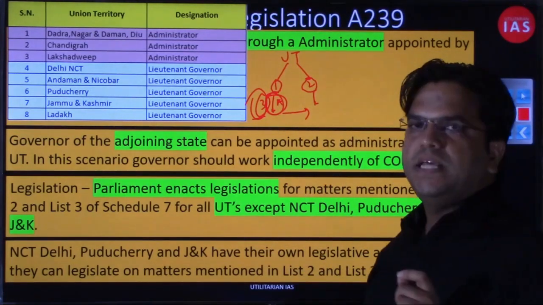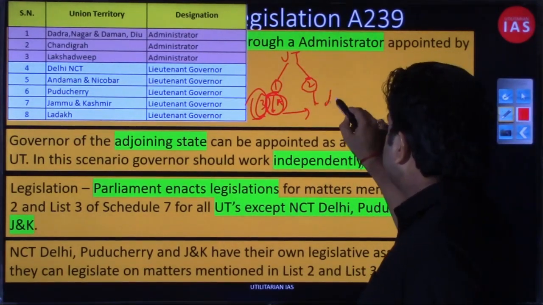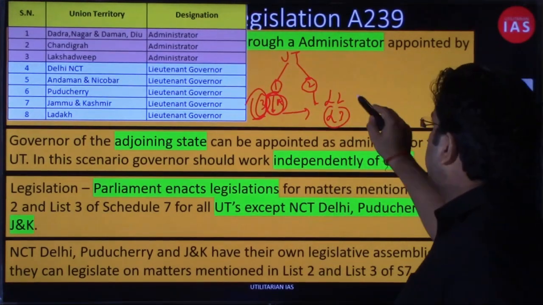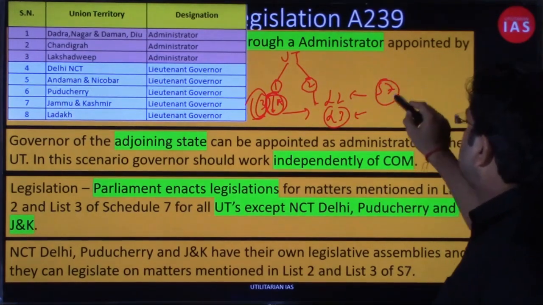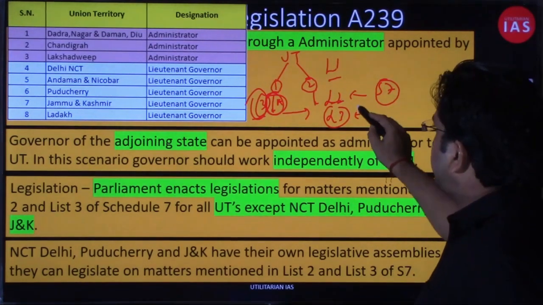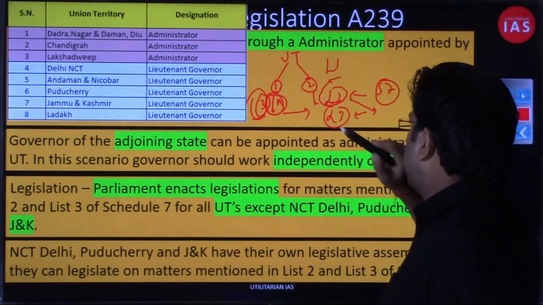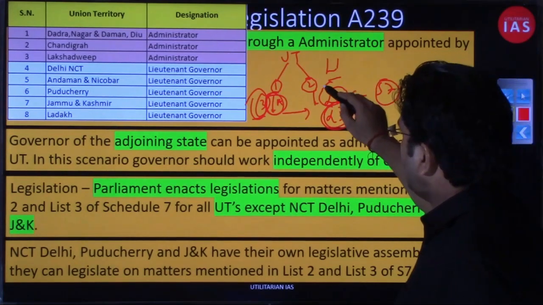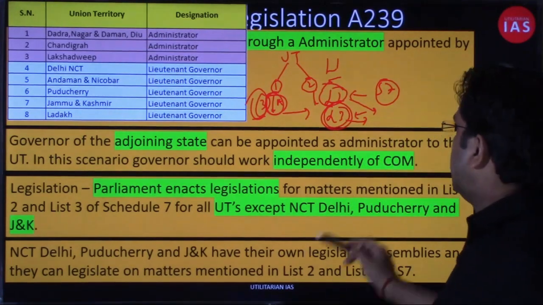When I am saying that they can enact legislations on List 2 and List 3 items, I hope you remember which lists I am talking about. I am talking about Schedule 7. This Schedule 7 has 3 lists: List 1, List 2, List 3. In case of states, L2 deals with the state list and L3 deals with the concurrent list. So on L2 the state enacts the laws, and on L3 state and union both enact the laws.